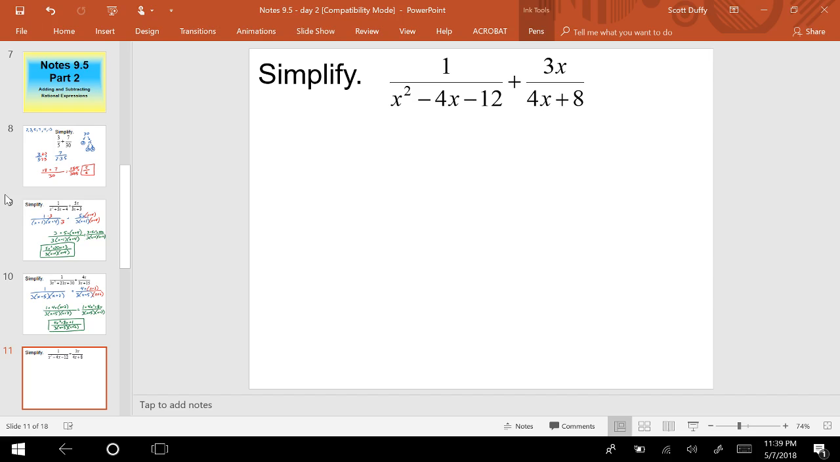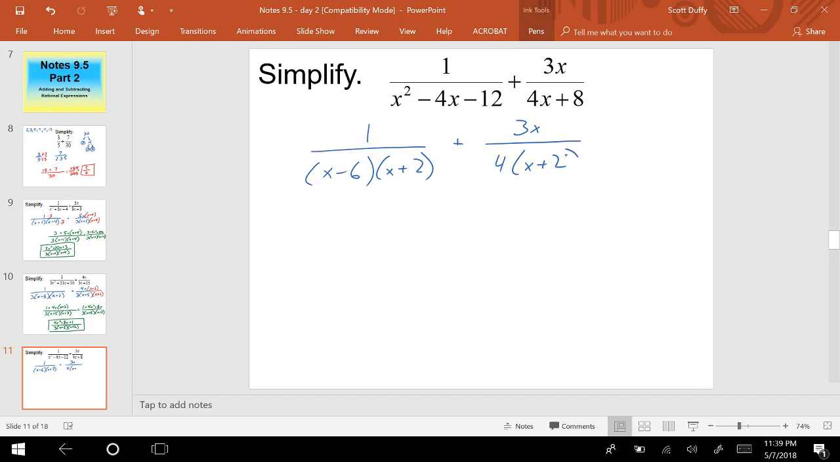Some more practice. One on top. Factor out the denominator of the left fraction, and you will get two numbers that multiply to be negative 12, add to be negative 4. Those two numbers are negative 6 and positive 2. 3x on top. What can we factor, or how can we factor the denominator of this expression? Factor out a 4. You're left with x plus 2.